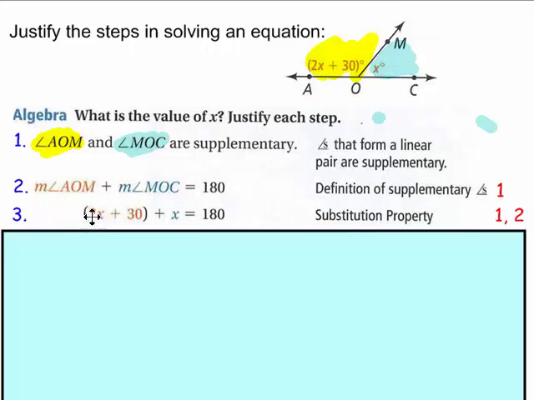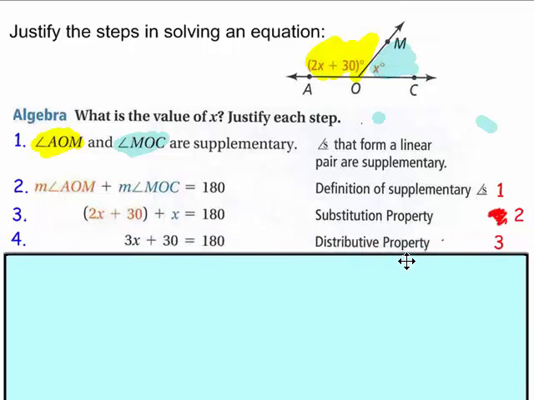Now line 3, this expression, 2x plus 30, wound up being substituted in place of this notation for the measure of angle AOM. And likewise, this expression x is substituted in place of the measure of MOC, and then the 180 was brought down. So this is the substitution property. And I'm really using information from the previous line too, so that should go. Okay, so let's move this down one.